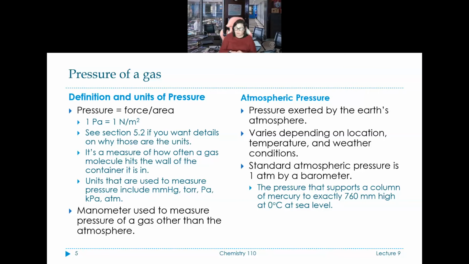Standard atmospheric pressure is 1 atm by a barometer. Now, how do we define 1 atm? It's the pressure that supports a column of mercury to exactly 760 millimeters high at 0 degrees C at sea level. Now, it varies a little bit depending on where you are. Am I at sea level? Is the temperature 0 degrees? But we use that as a conversion factor. 1 atm is 760 millimeters mercury. That's how that's defined, and that's what we talk about for that.